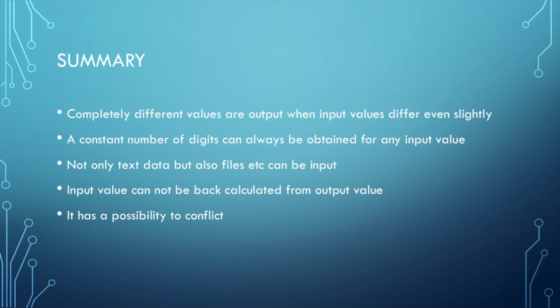In summary, by the hash function, a constant number of digits can always be obtained for any input value including files, and completely different values are output when input values differ even slightly. Moreover, input value cannot be back calculated from output value, so we can easily verify whether the contents of the files are the same or not while keeping privacy. However, there is a problem about the possibility of conflict. So, various hash functions have been developed so that conflicts will not occur as much as possible.